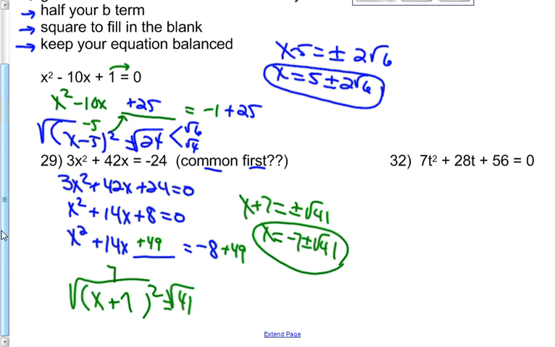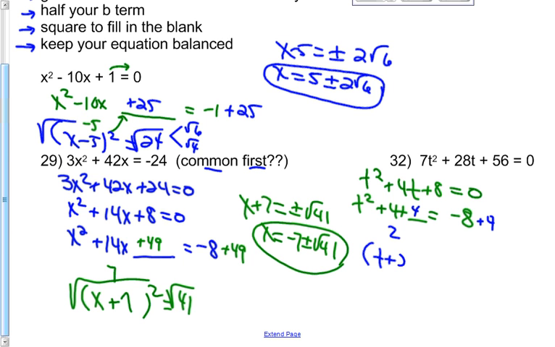Number 32 is also one from your book that I pulled out. We've got a 7 in common all the way across, so we'll get rid of that first. t squared plus 4t plus 8 equals 0. We'll move the 8 out of the way. t squared plus 4t equals negative 8. Fill in the blank. Half your b term is 2. 2 squared is 4. Add 4 to the other side as well.